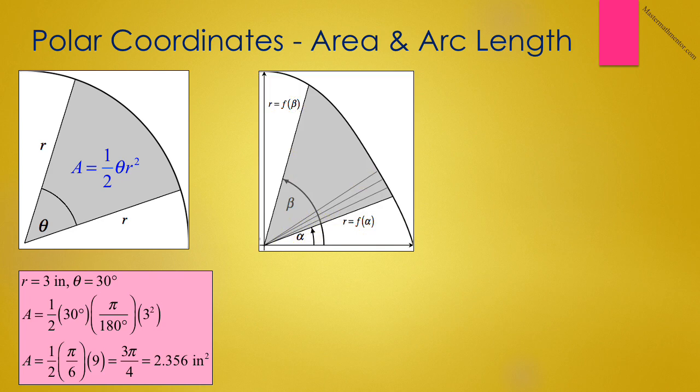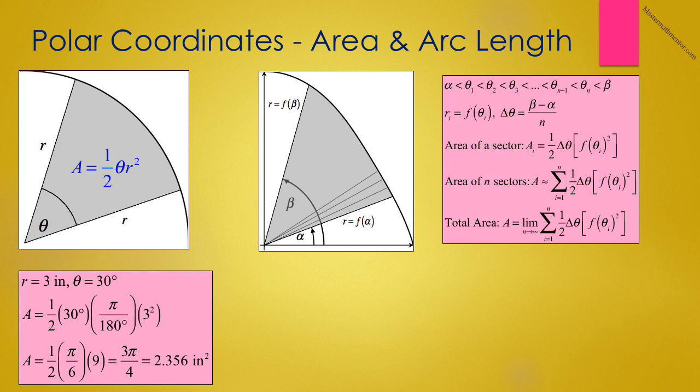Now suppose instead of a circle, we used any general curve, which we will call r, which is f of theta. And we would like to find the area of the sector from alpha to beta. How would we do that? We will do the same as we did when we found area under a curve using Riemann sums.